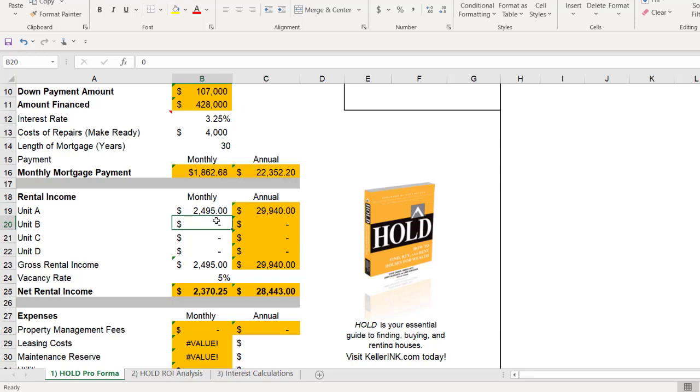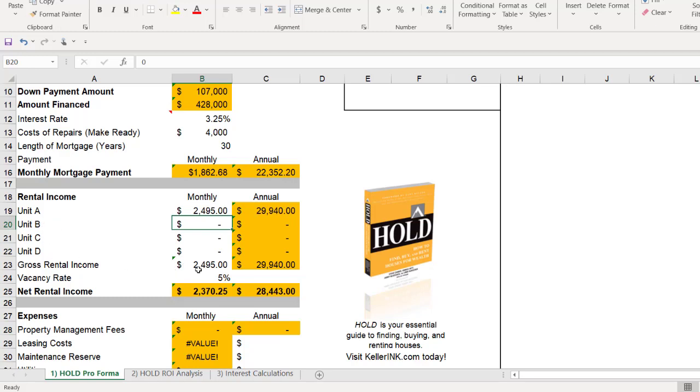Now, this is just one unit. This worksheet allows you to analyze up to 4 units. So if you have a duplex or a triplex or a fourplex, you can plug in the additional rental incomes you receive on the different units all the way up to unit D. So 1, 2, 3, 4.